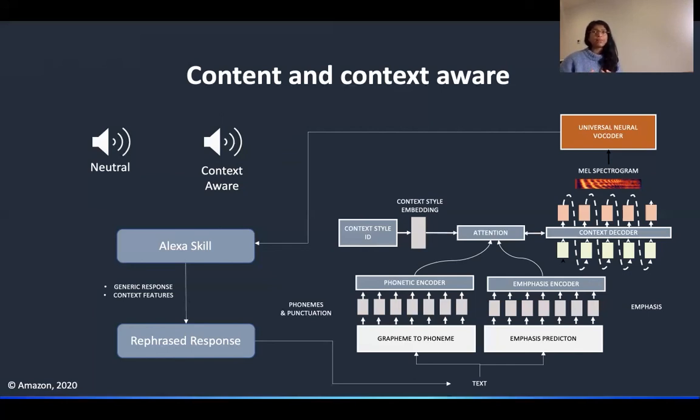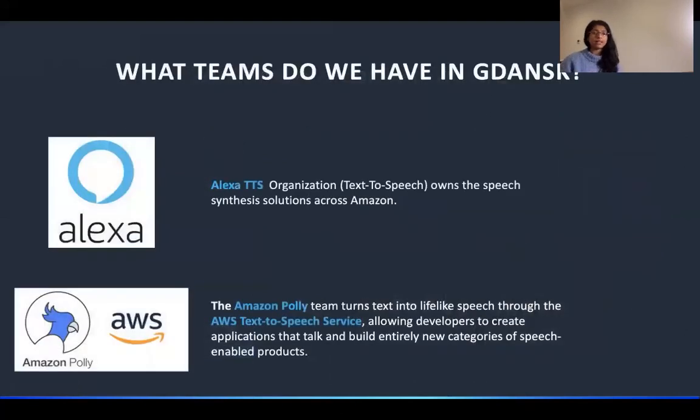And with this, we end the overview that we have of the text-to-speech systems. And let's move a little bit towards what are the different teams that are based out of the Gdansk offices. So one of them is the Alexa TTS team, of course, which is the text-to-speech team, and it owns the speech synthesis solutions across Amazon. The other is Amazon Polly, which is a text-to-speech service owned by AWS, and it allows developers to create applications that talk and build entirely new categories of speech-enabled products.